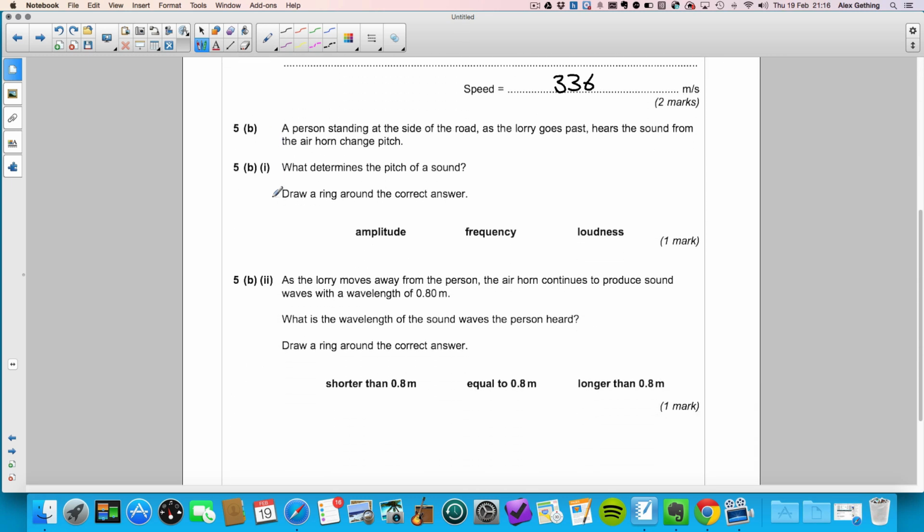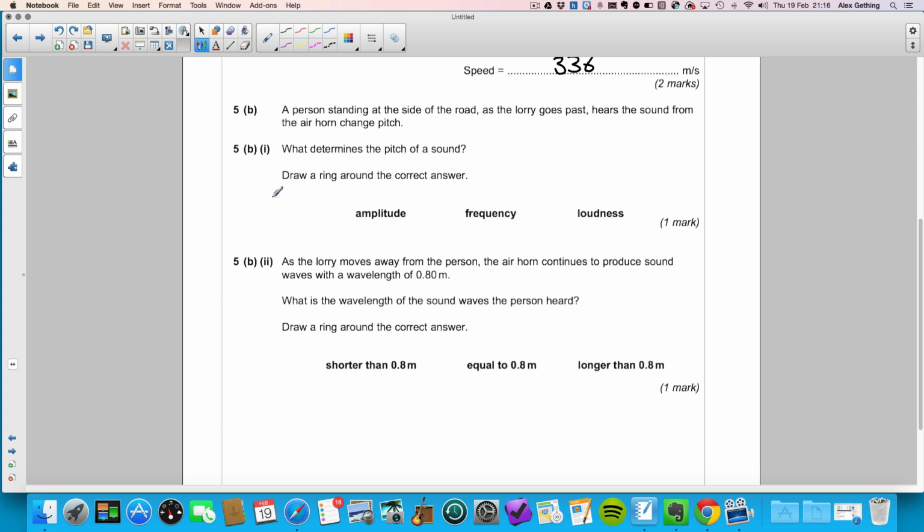5 part B. A person standing at the side of the road as a lorry goes past hears the sound from the air horn change pitch. What determines the pitch of a sound? Draw a ring around the correct answer. And I'm sure you've had the oscilloscope out in your school and you've gone through this and know that to make it a higher pitch you increase the frequency of the waves, and if you want a lower pitch you lower the frequency.